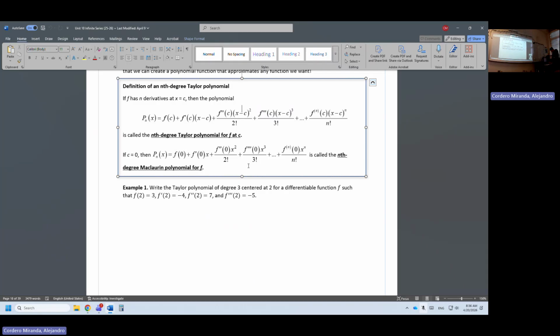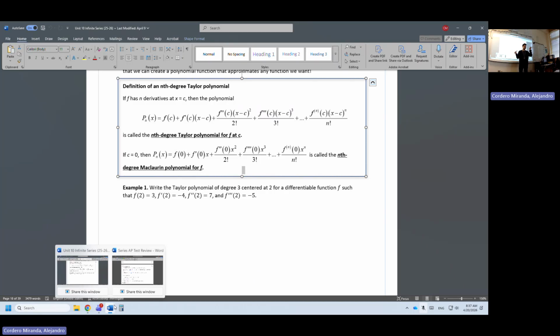Okay. And then one more thing, just so we're all on the same page on the vocab: if your center is not 0, then that's what's called a Taylor polynomial or a Taylor series. And if it is centered at 0, like we did with our example, then that's called a Maclaurin polynomial. That's the only difference. So Maclaurin is just a specific case of the Taylor polynomial. Okay, now example, and then we'll be done.